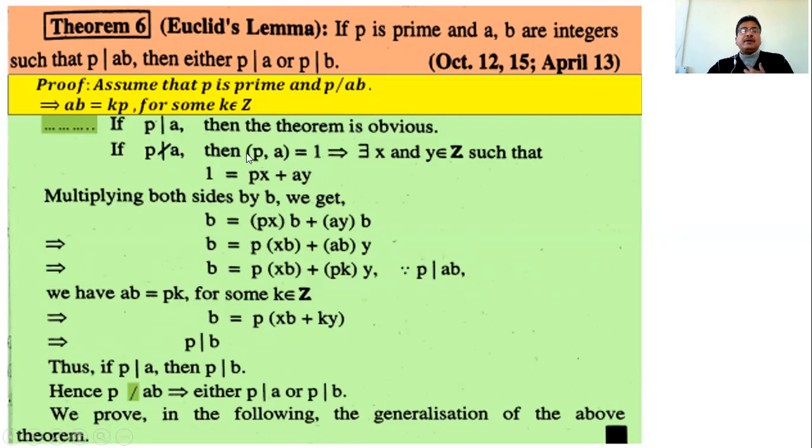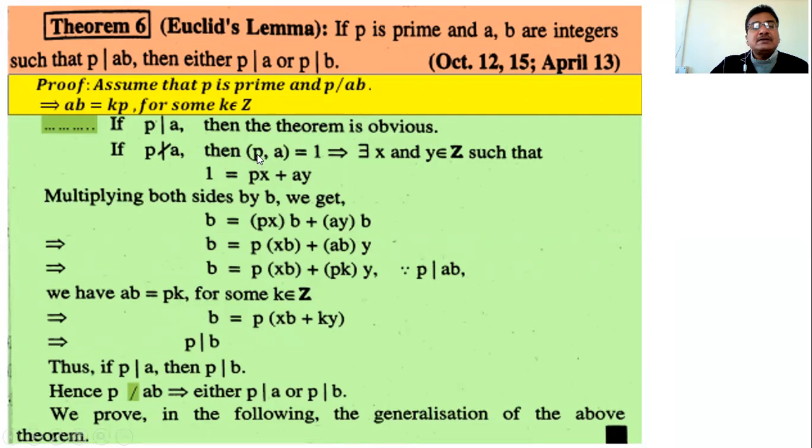Why is the greatest common divisor of P and A equal to 1? What is the greatest common divisor, and how can we find it? By this method: first find the divisors of P. The divisors of P are plus or minus 1 and plus or minus P, because P is prime, so P has only four divisors. We have to find the greatest common divisor, so we find only the positive divisors of these two numbers.